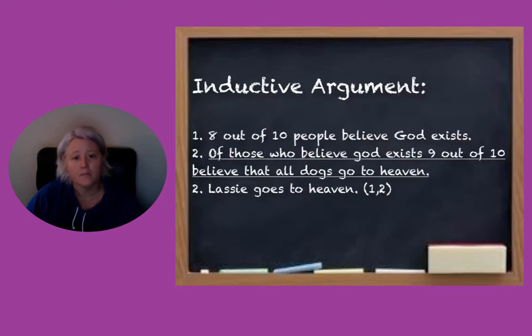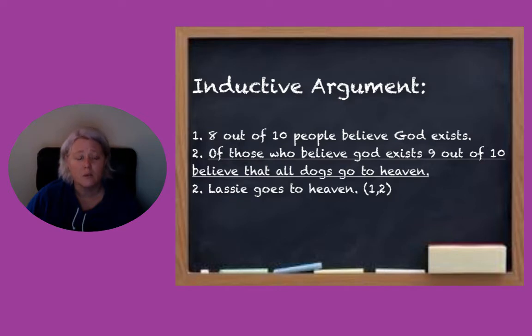Here's a similar argument, but an inductive argument. 8 out of 10 people believe that God exists. And 9 out of 10 people who believe in God believe dogs go to heaven. Therefore, Lassie will go to heaven. Now, the conclusion in this case, Lassie will go to heaven, the same conclusion as in the deductive argument, is not meant to follow necessarily from the premises, yet it's easier to accept the premises or to prove them true.